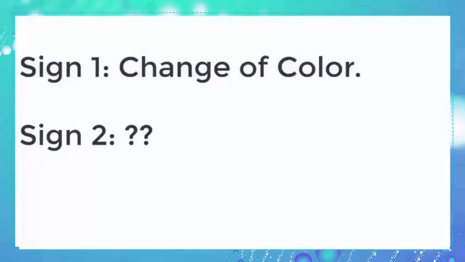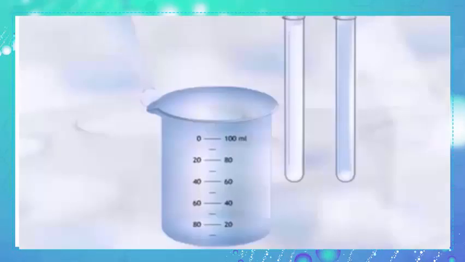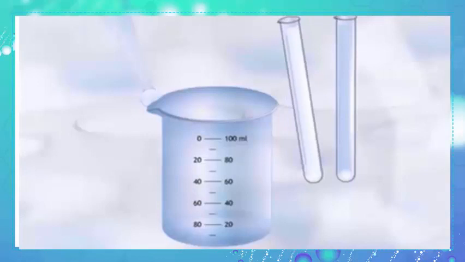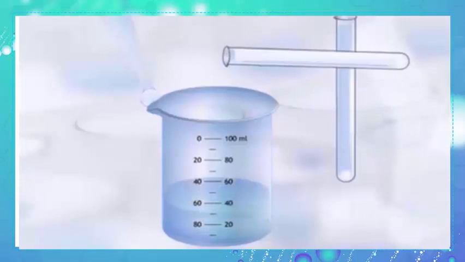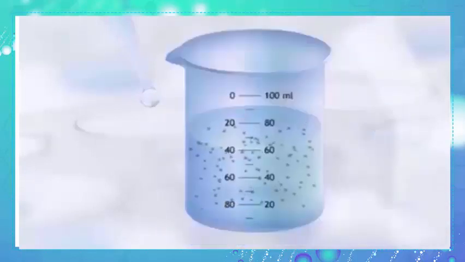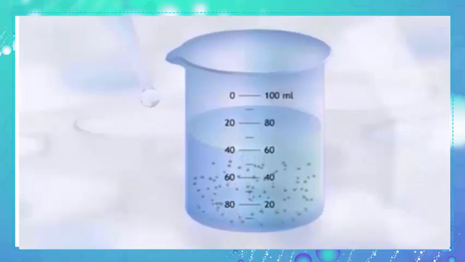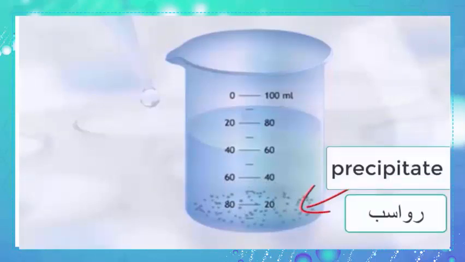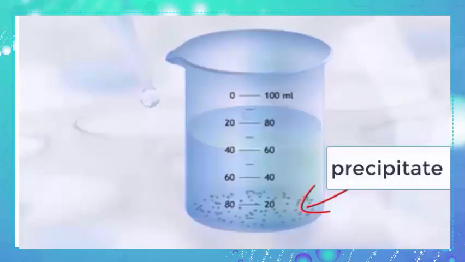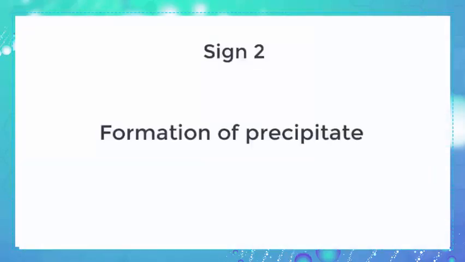Now, let's discover sign 2. I want you to see what will happen in this beaker. We put reactant 1 in the beaker, and then we add reactant 2. As you can see, there is a substance settling down at the bottom of this beaker. This substance is called precipitate. So, the second sign of this chemical reaction is called formation of precipitate.